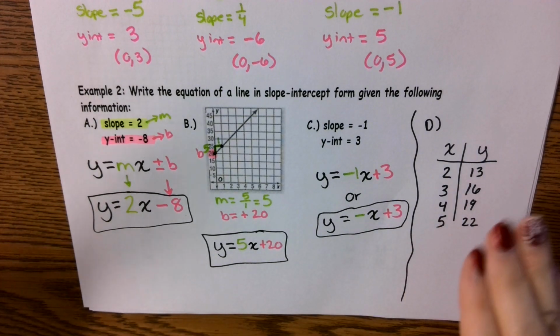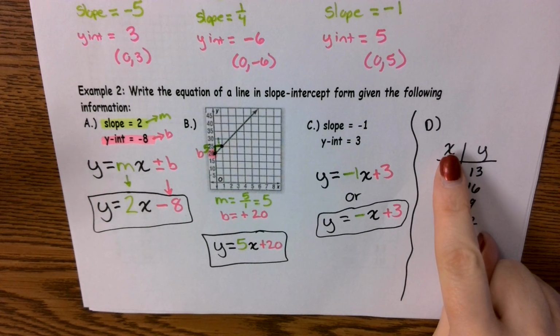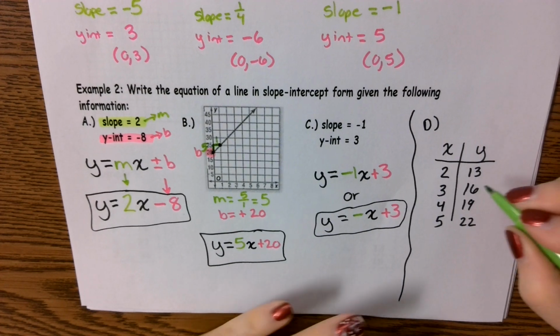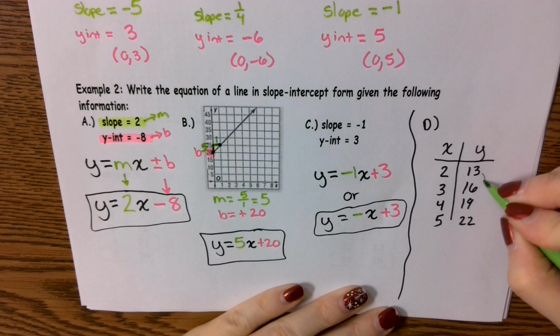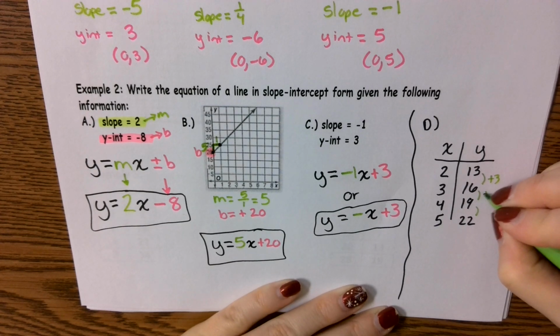So in this case right now, I don't see a y-intercept, because do you see a value where x is equal to 0? No, but can we eventually get to that? Yes. So first thing we're going to do is see how our graph changes. For our y's, what are we doing consistently here? You're adding 3. Good job, guys.